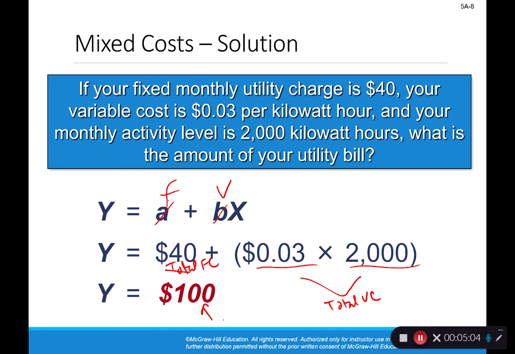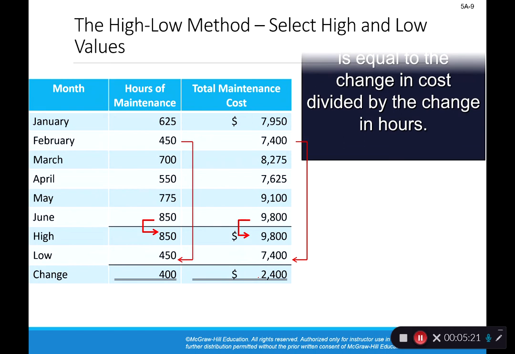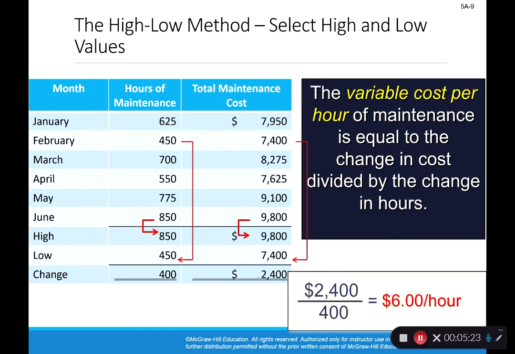And the 100 then is my total mixed cost. So by breaking out total cost into its fixed and variable components, we're able to use this formula to predict cost at any level of activity. That's the overall goal of all of this. So what we're going to learn how to do is the high-low method, which is a definitive way that will allow us all to get to the same answer for what our cost formula should be.